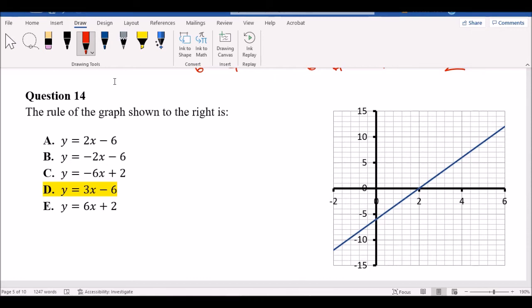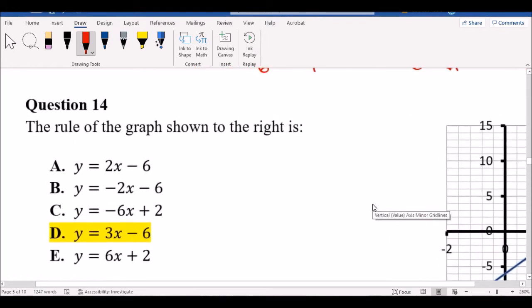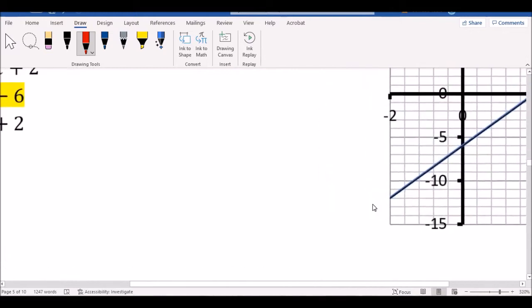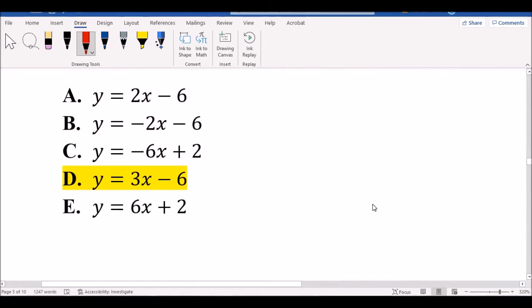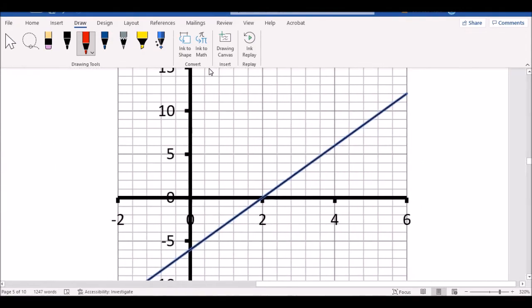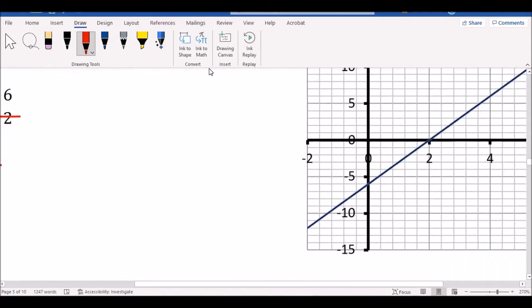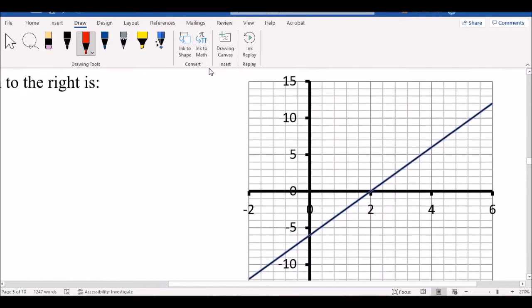If you look at this equation line, have a look at the y-intercept. The y-intercept I can see here is negative 6. So that means anything that's not negative 6 can't be the answer. Remember, the y-intercept is the number that is by itself. In this case, it can't be C, because that has a y-intercept of 2, and it can't be E, because that has a y-intercept of 2 as well. So it's either A, B, or D. Next thing is, which way is the line going? Is it positive or negative? It's positive, so that means the gradient should be positive.